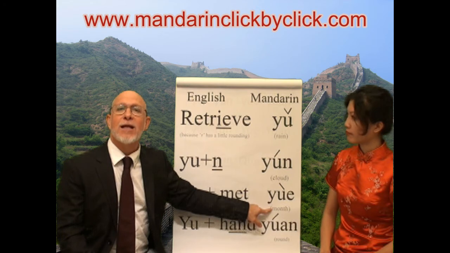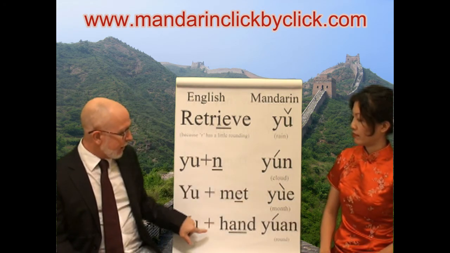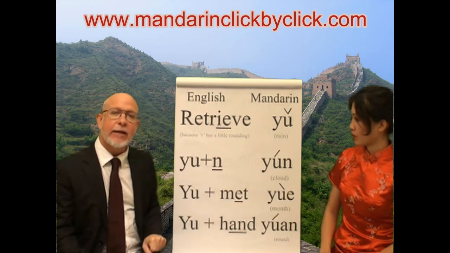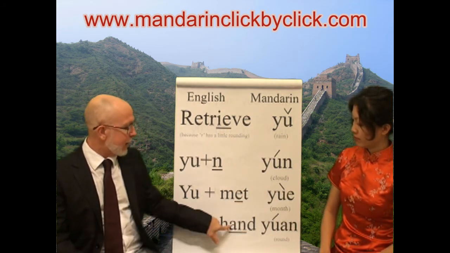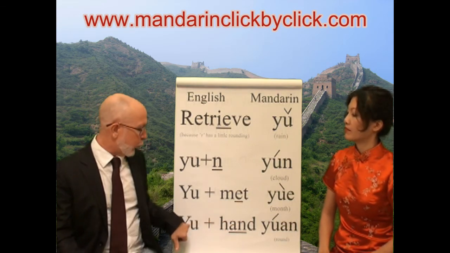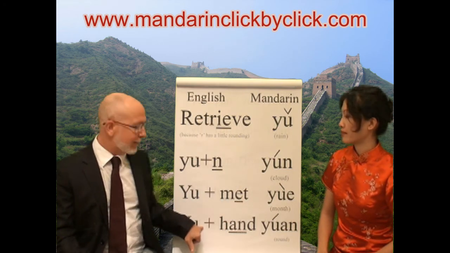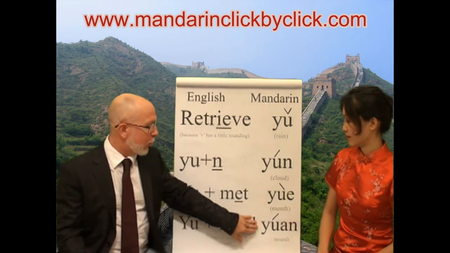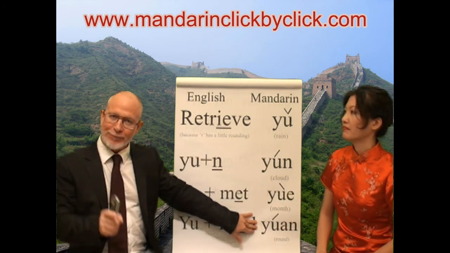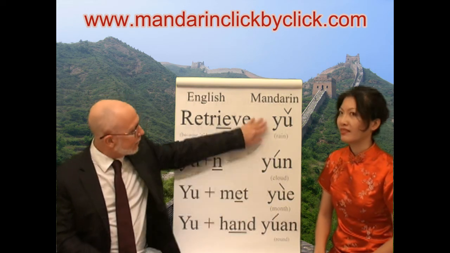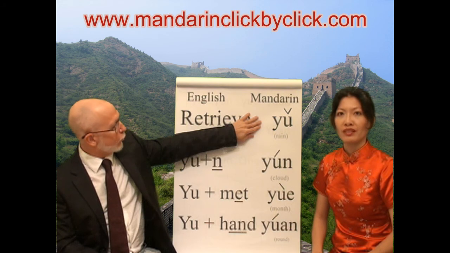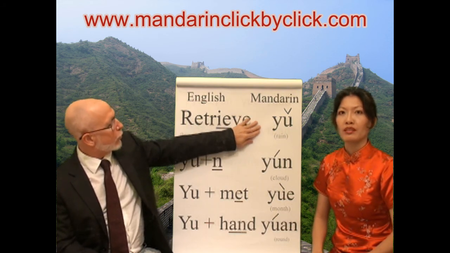Here we're saying month in Chinese. And then down here we have the English word "hand", and we see the A in here. If we take the yu plus an, we have yuan. If we give it a rising tone, yuan, then we have the Chinese word for round. So now could you say these four words for our video audience? Yu, yun.